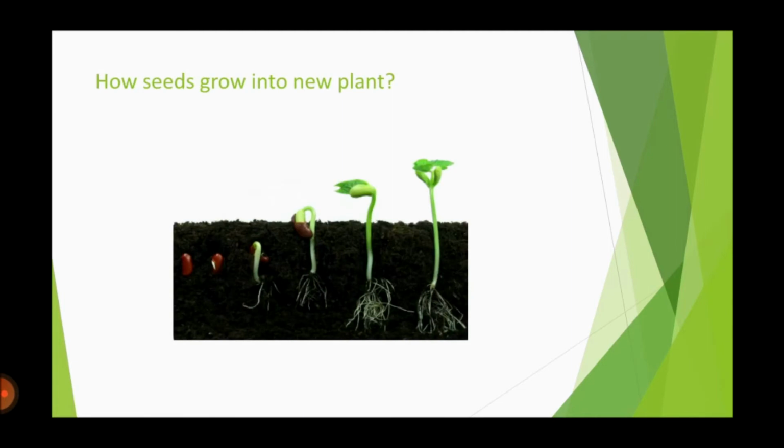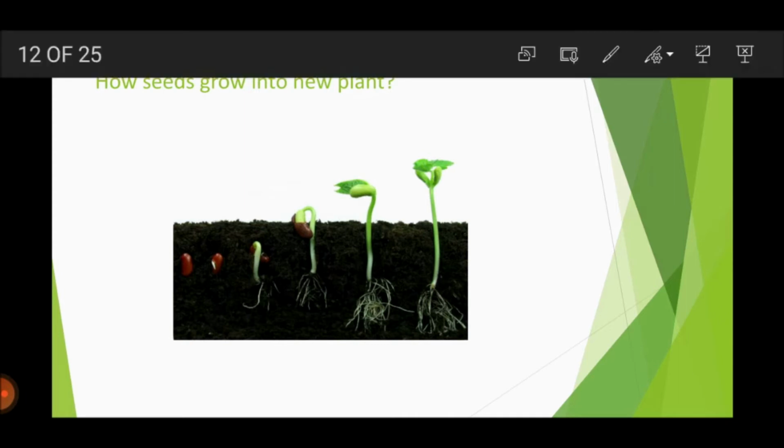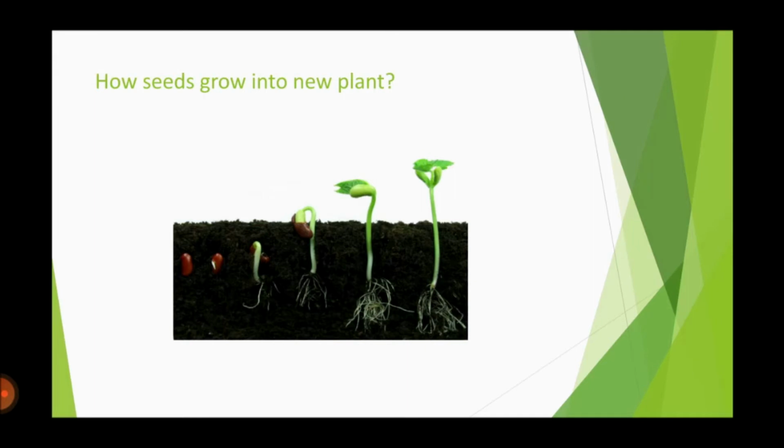Okay, so how do seeds grow into new plants? You can see in this picture, students, that firstly there is only soil and then a seed inside, and when you pour some water on it, you can observe that the plant is gradually coming up. So this is the way that a new plant arises from a seed. Okay, so this is actually a creation from a dead to a living thing.